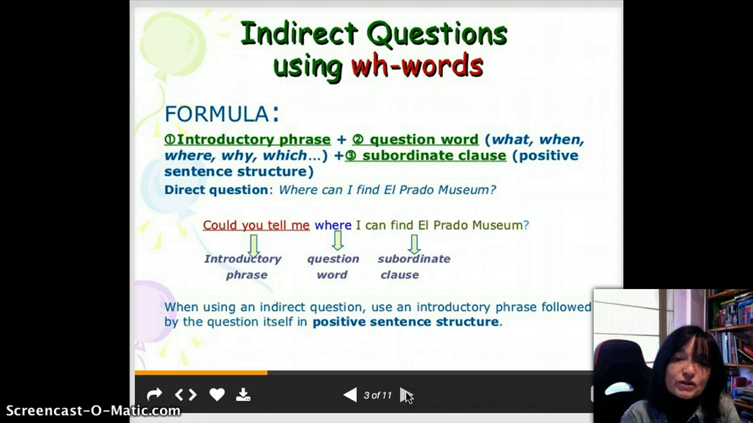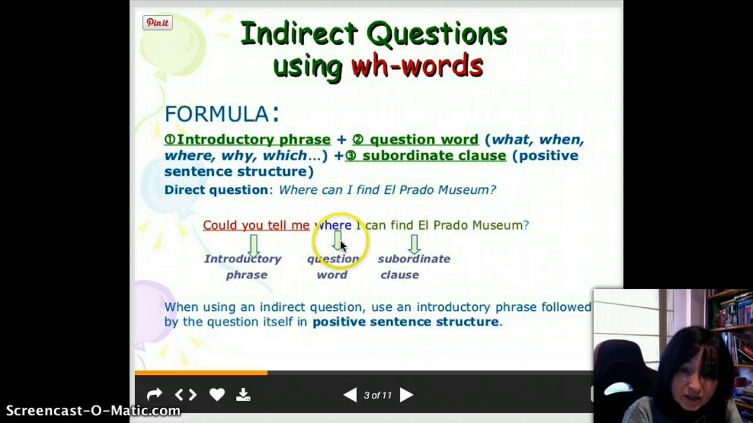It's easy to turn a direct question into an indirect question. For example, if you have a question like, where can I find El Prado Museum? You need an introductory phrase such as, could you tell me? And then you use the question word, which originally was in the direct question, and then the subordinate clause with its subject first and then the verb. Could you tell me where I can find El Prado Museum?